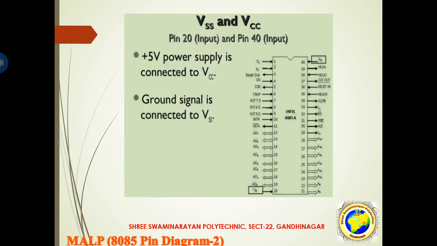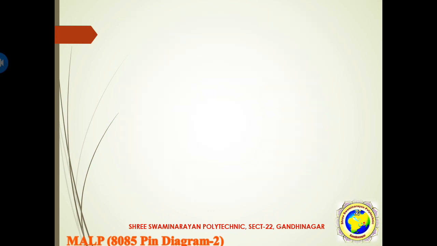And the last ones are VSS and VCC, pin number 20 and pin number 40. Here both are input pins. A 5 volt supply is connected to VCC and the ground signal is connected to VSS. So this is the total 40 pin description that I have discussed here.